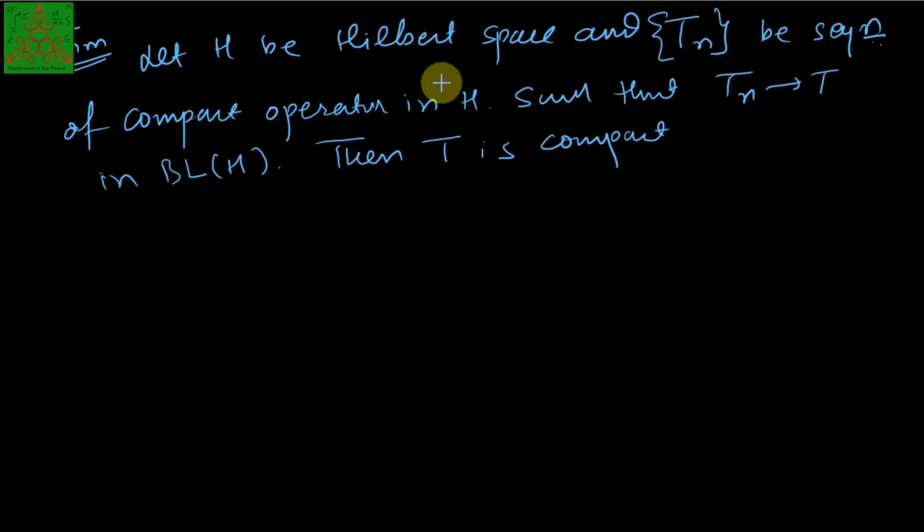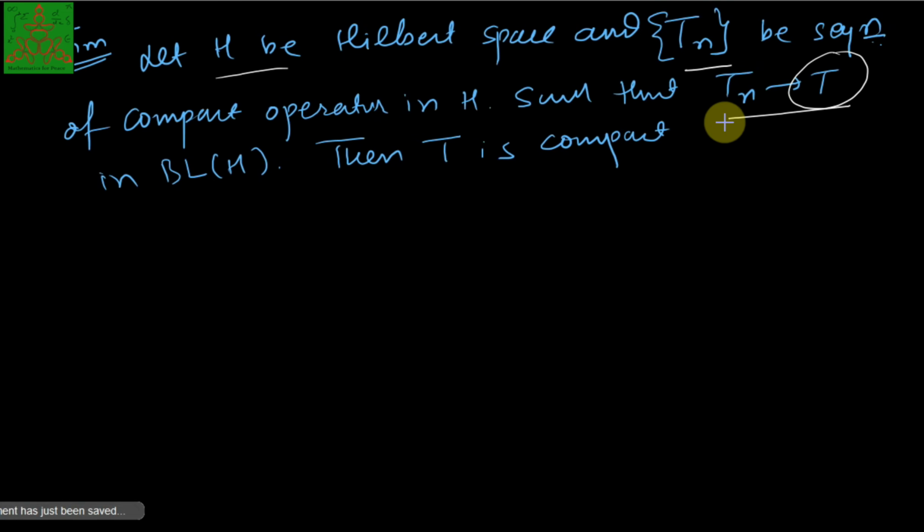This result says that if you have a sequence of compact operators, then its limit is also a compact operator. The statement is like this: let H be a Hilbert space and Tn be a sequence of compact operators such that Tn converges to T in the space of bounded linear operators. Then the limit of that sequence of compact operators is also compact. So that means the limit preserves compactness. See the proof of this.